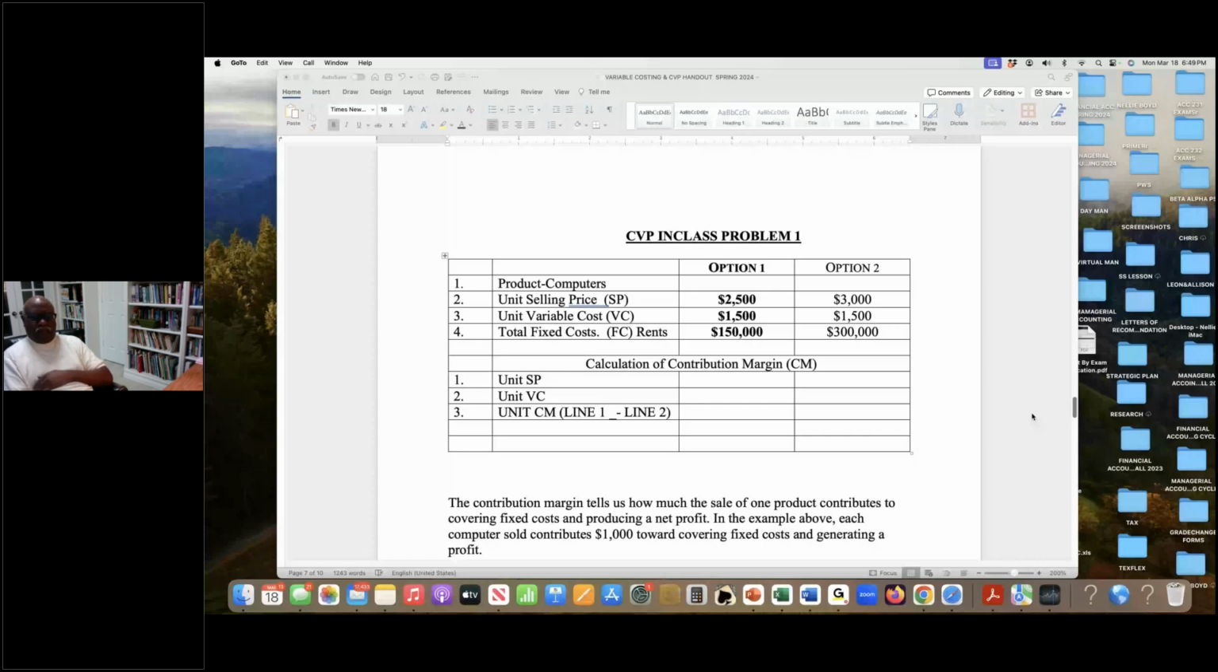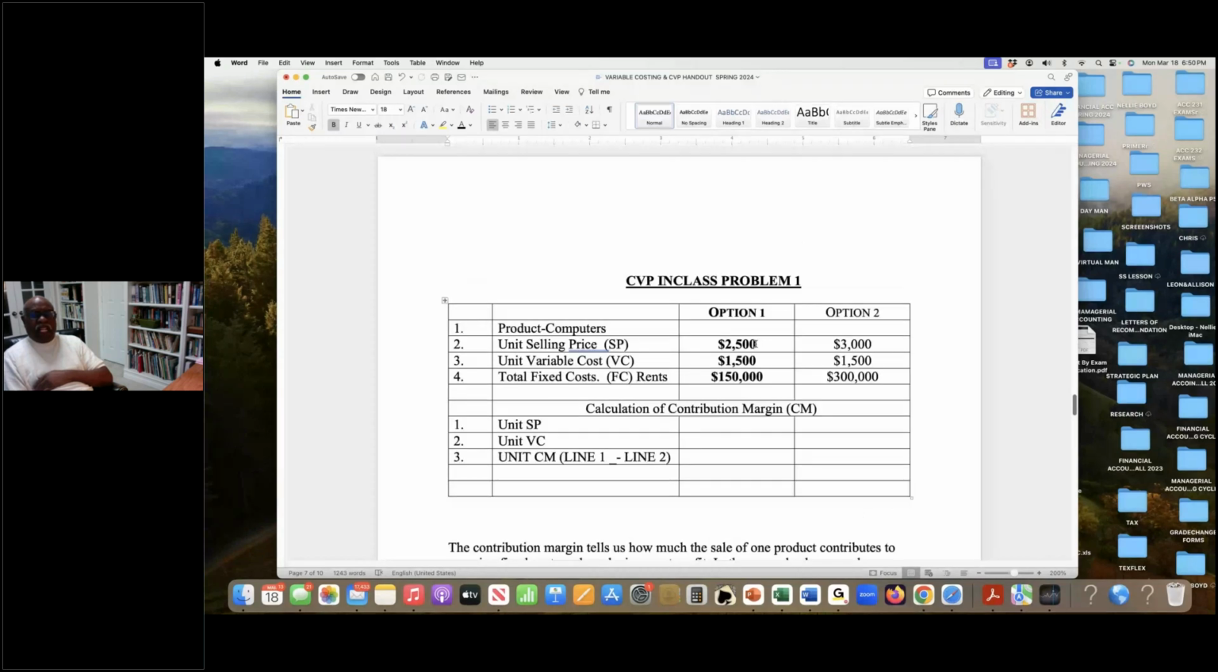What we have are some demonstration problems, and we're looking at option 1, where computers are being sold. Does everyone see this? Can you see this option 1? Yeah, and this is on page 6. Your selling price for the computer is $2,500. Your variable cost is $1,500, and your total fixed cost is $150,000.